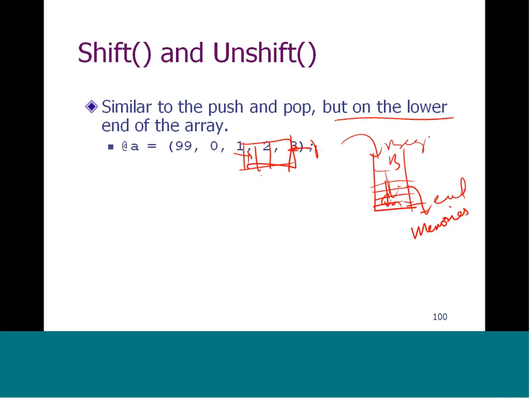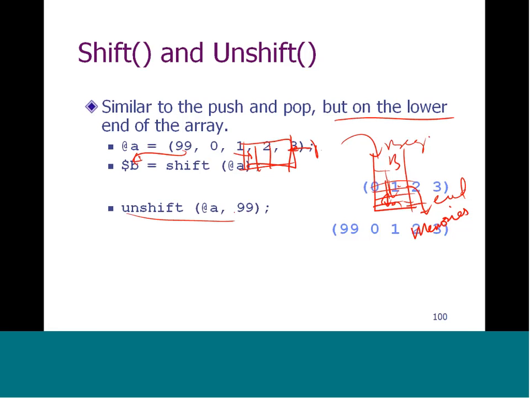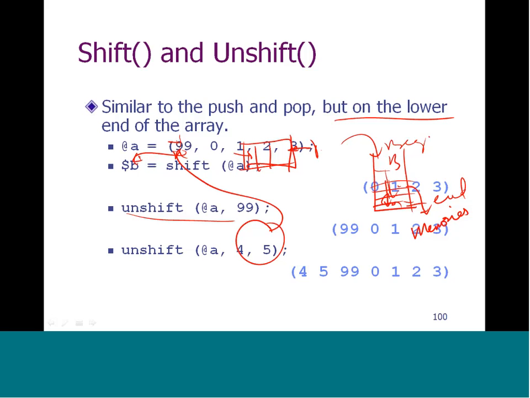So the array is defined as 99 0 1 2 3, and then we shift the array, and the result is 0 1 2 3, because now this 99 goes into the B. So $B becomes 99, and the array has 0 1 2 3. When we unshift that particular element, it's pushed back into the array and brought back. And if you unshift 4 and 5, those 4 and 5 are added at the beginning of the array, so it is 4 5 99 0 1 2 3.